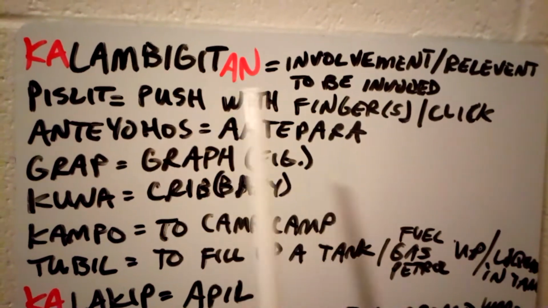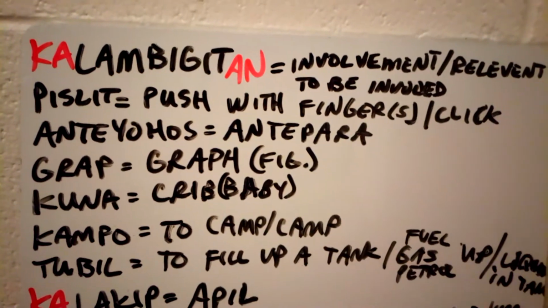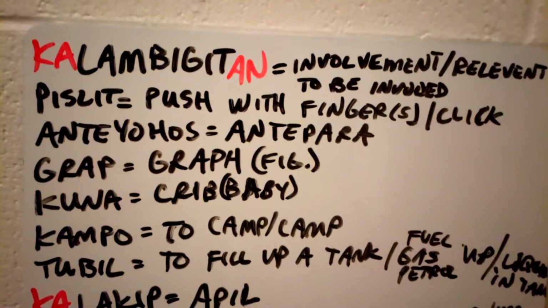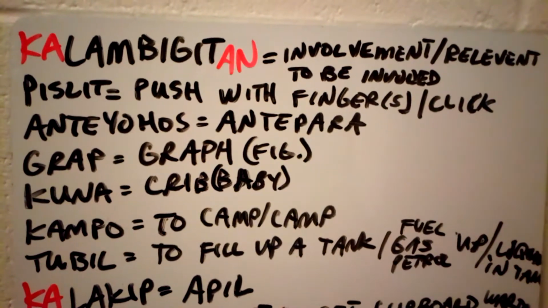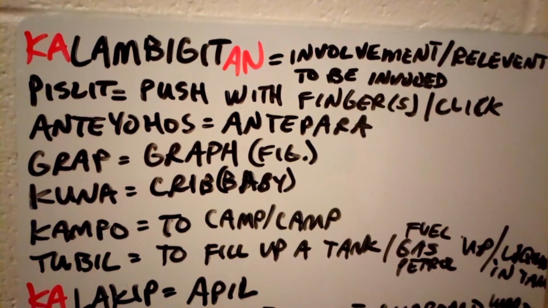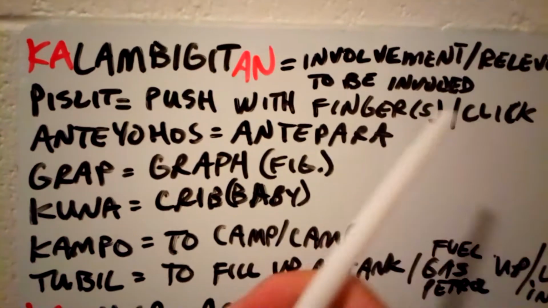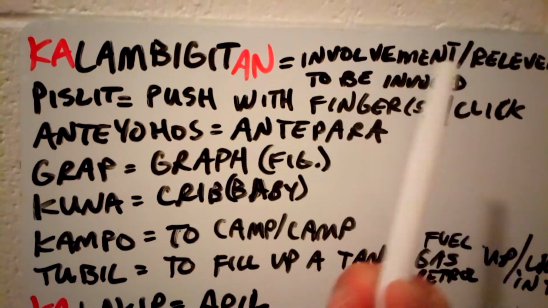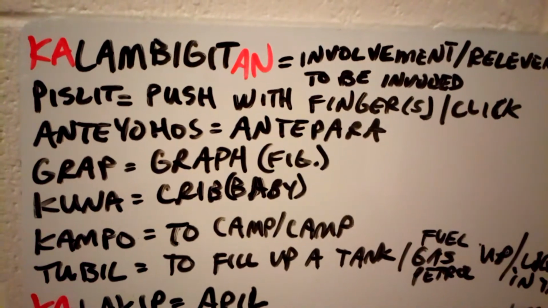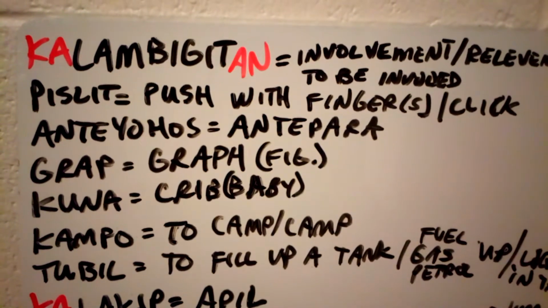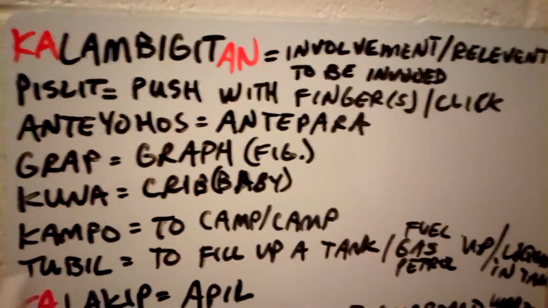So lambigit means to involve, to make something relevant, or to become involved in something, right? It's to make something relevant or of relevance. So to be involved with, and it can be in matters where you're involving yourself with problems, situations, matters, affairs, anything like that. You're involving yourself with something, right?